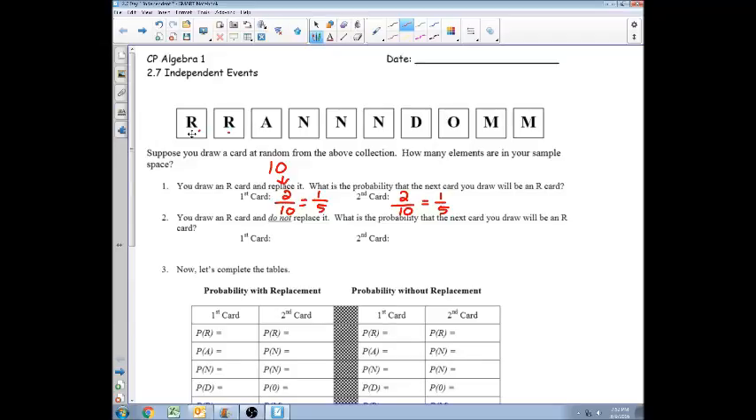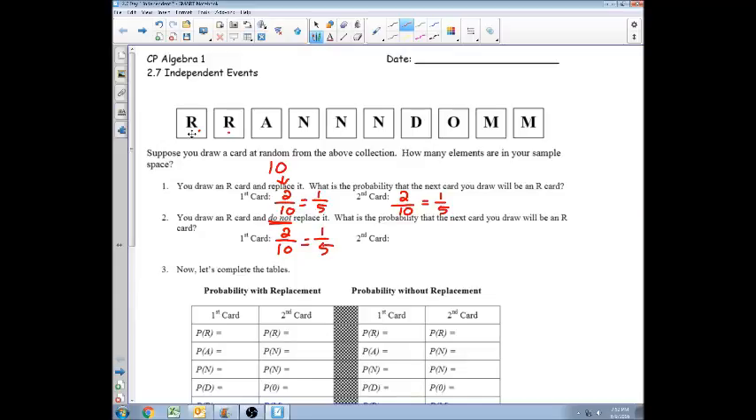Now, question number 2. You draw an R card and do not replace it. Notice it says do not replace it. What is the probability that the next card you draw will be an R card? Well, for the first card that we draw, it's going to be the same as whether we're replacing it or not. So there are 2 possible R cards. There are 10 total cards, so it'll be 2 over 10, which is 1 over 5.